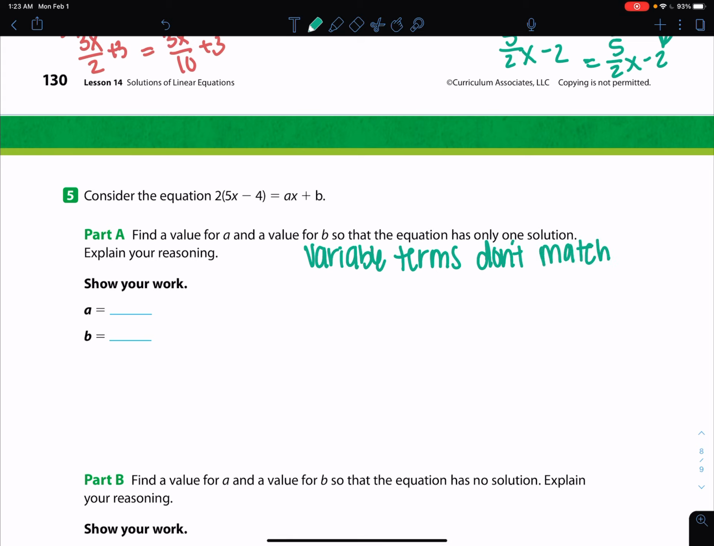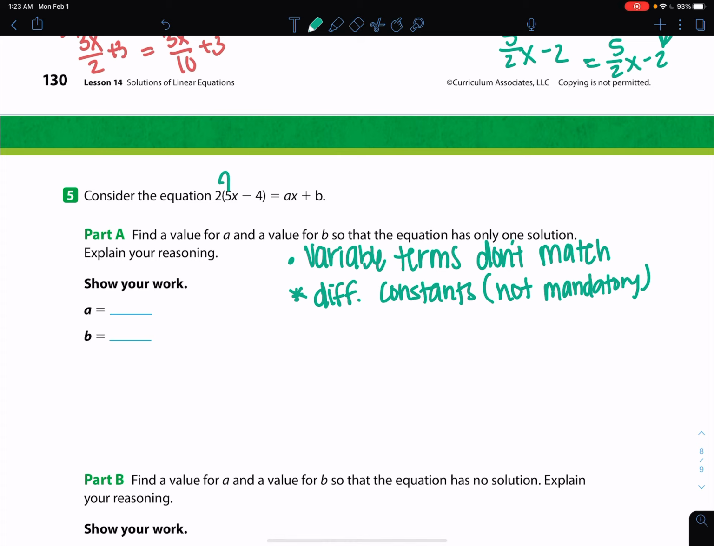Okay, what I really like to do is not have my variable terms match, and then possibly have different constants, but the constant part is not mandatory. But it does make it super easy for you to see if it's one solution or not. Okay, so let's go ahead and distribute first just to make sure we get it right. So we have 10x minus 8 equals ax plus b.